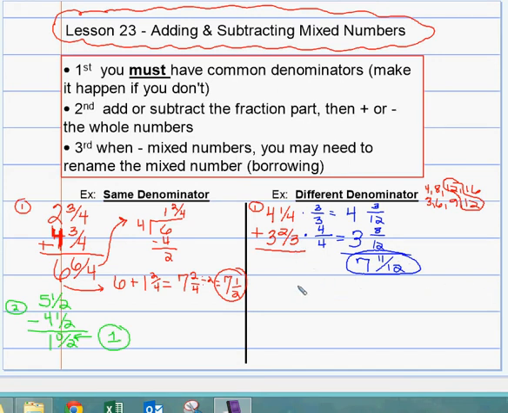Okay, I'll go back to the green pen. Hopefully you can see that okay. If not, give me some feedback. Example 2, we're going to do subtraction, so 6 and 1/2 minus 2 and 1/5.